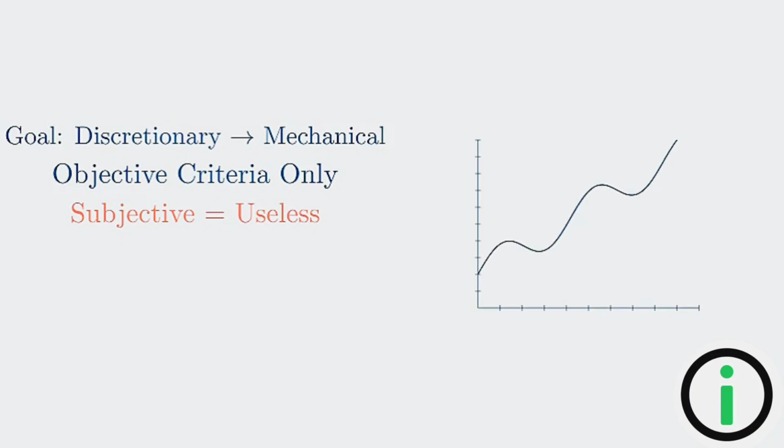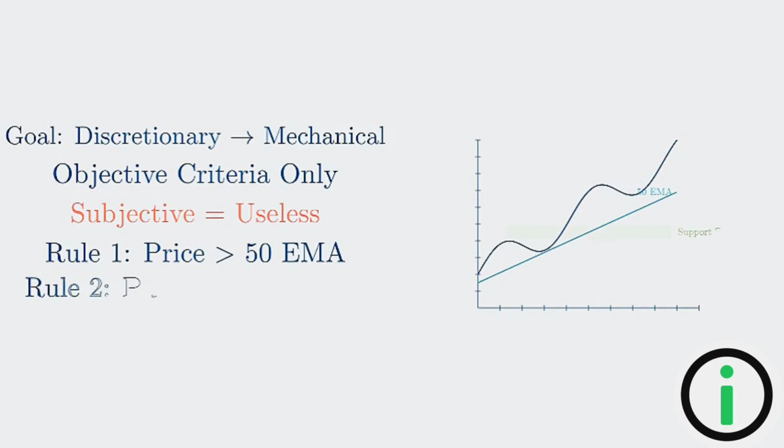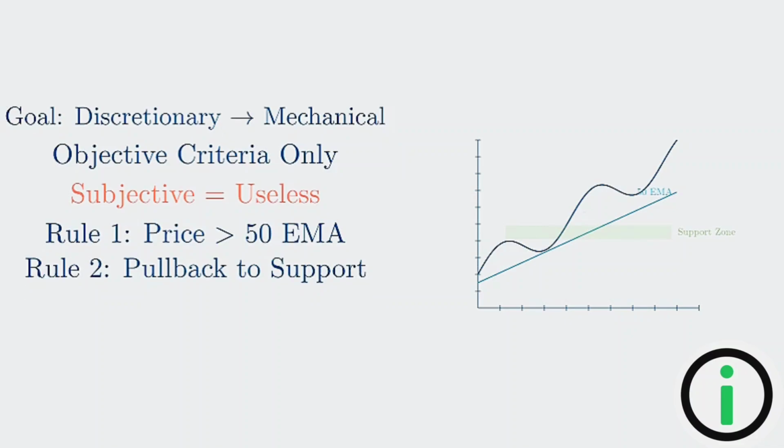Let's build a sample entry rule using confluence. First, we establish the trend. If the price is below the 50 EMA, we don't buy. This is our filter. Second, we wait for value. We don't chase the high. We wait for a pullback to a logical floor. Third, we need the trigger. The engulfing candle is our mechanical green light.